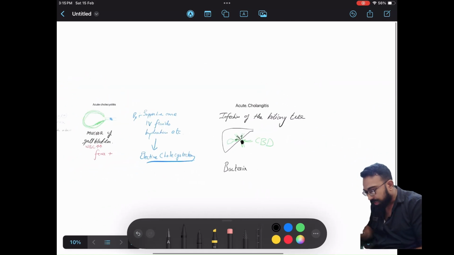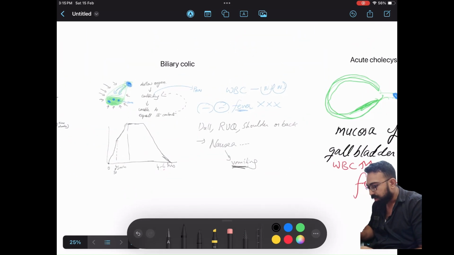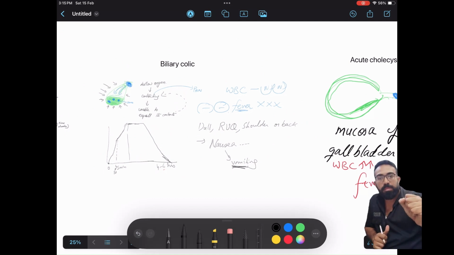Coming back again, let's revise. Biliary colic, where the gallbladder is contracting against the biliary stone. The stone is obstructing, and the gallbladder is contracting against it. It produces colic, that is the simple biliary colic. No fever, no leukocytosis, the pain will go away.